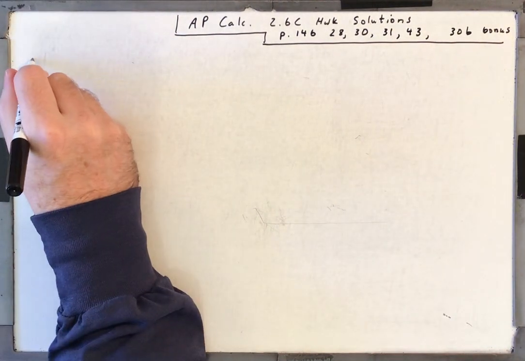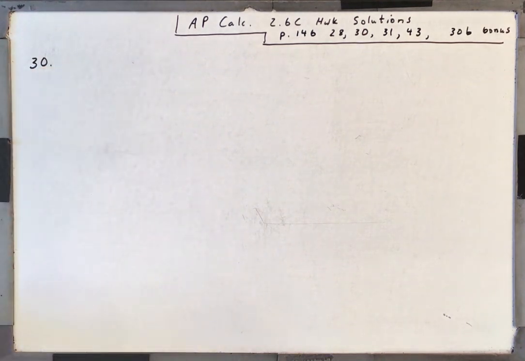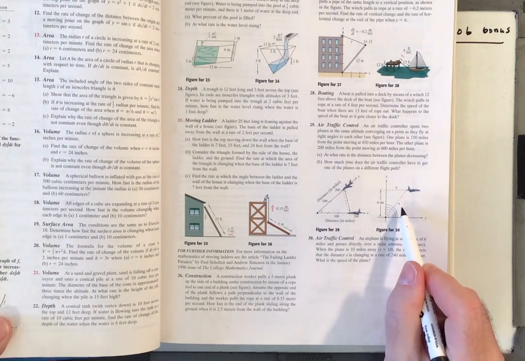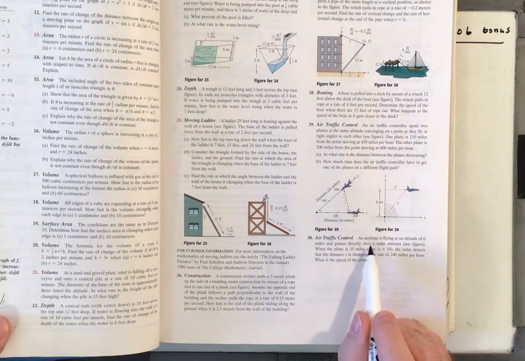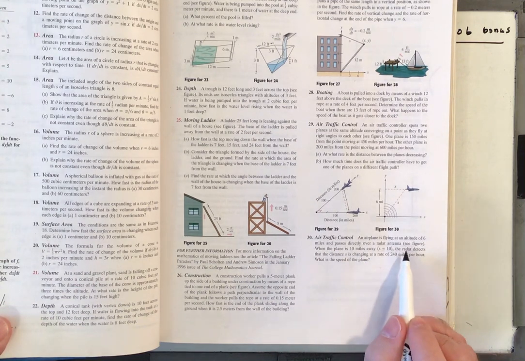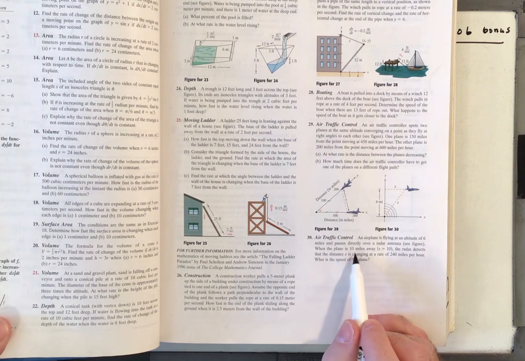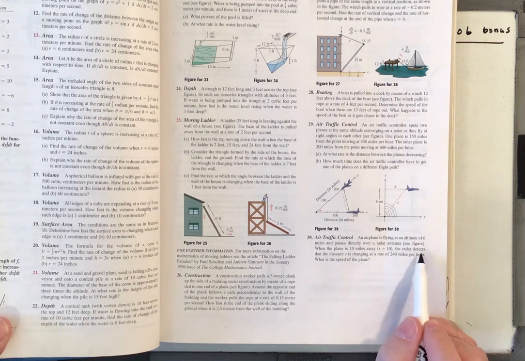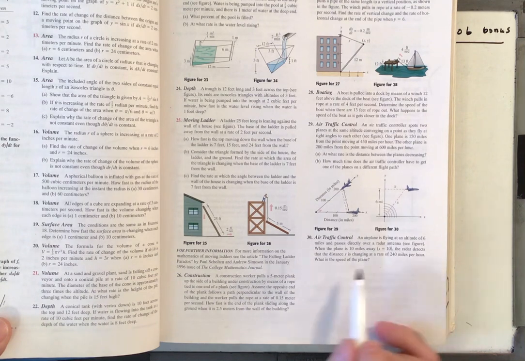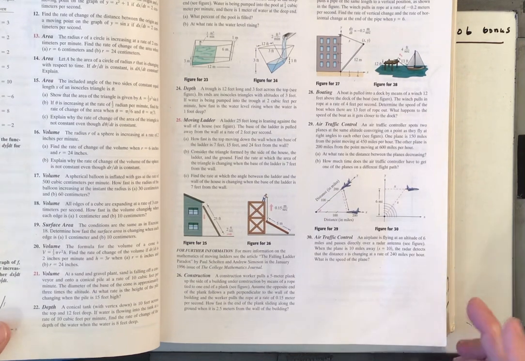Number 30. So we have this figure right here. It says an airplane flying at an altitude of 6 miles passes directly over a radar antenna. When the plane is 10 miles away, the radar detects that the distance s is changing at a rate of 240 miles per hour. What's the speed of the plane?